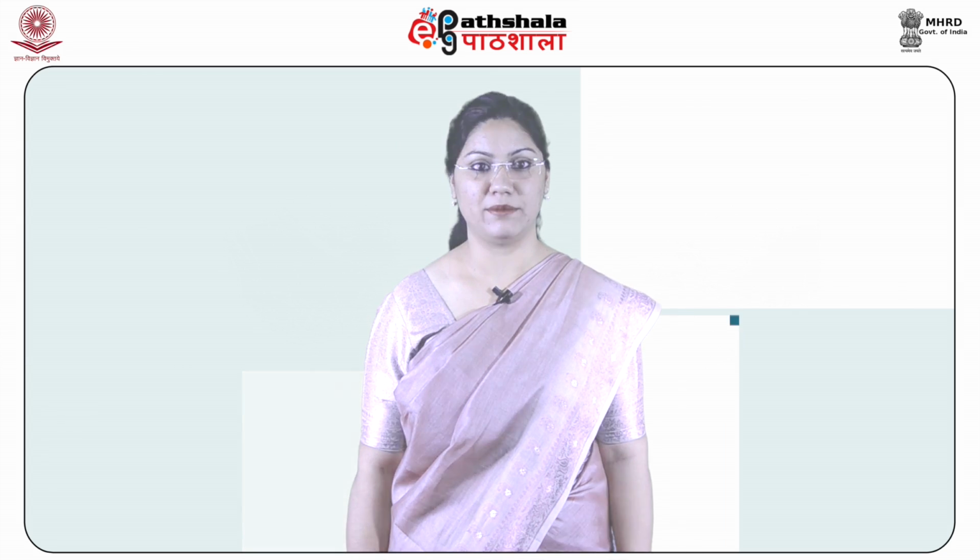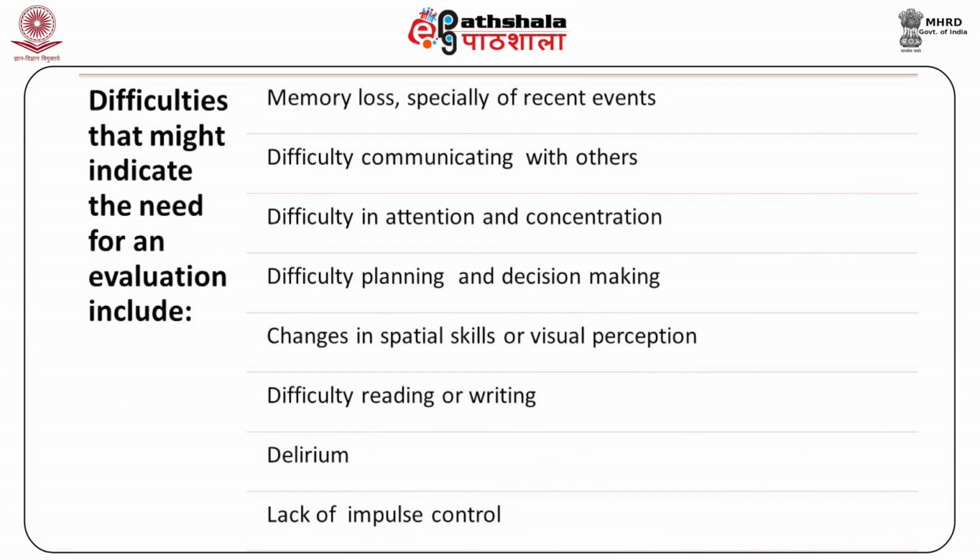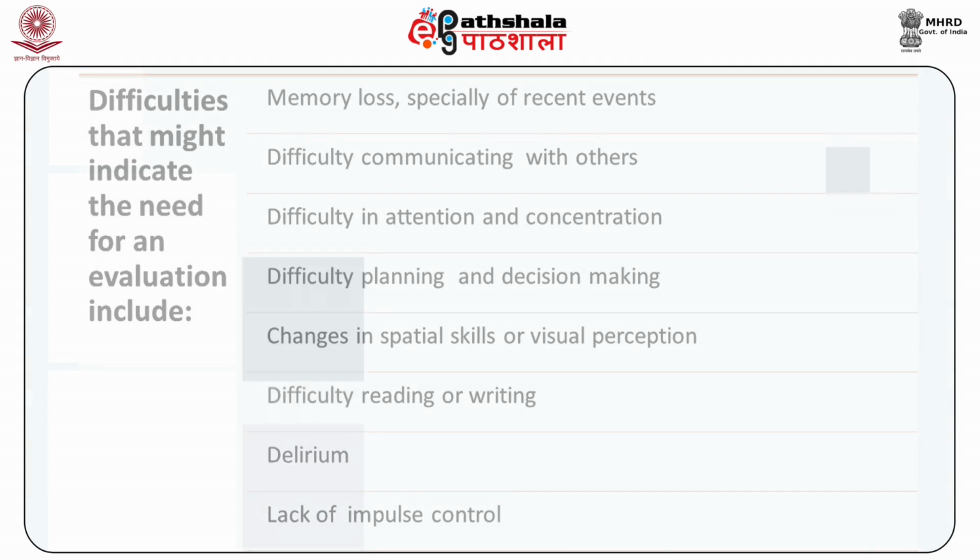When should one think about having a neurocognitive evaluation? What are the major symptoms of brain damage? Difficulties that might indicate the need for an evaluation include memory loss, especially of recent events, difficulty communicating with others, difficulty in attention and concentration, difficulty planning and decision making, changes in spatial skills or visual perception, difficulty reading or writing, delirium, lack of impulse control.